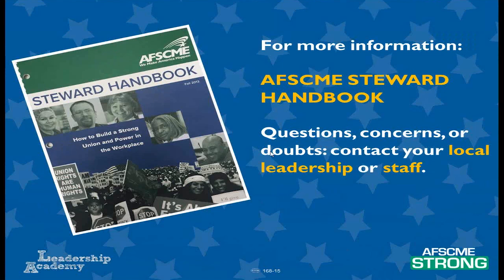For more information on the duty of fair representation, see the Ask Me Steward Handbook. On pages 42 and 43, you'll find some additional information about the duty of fair representation.